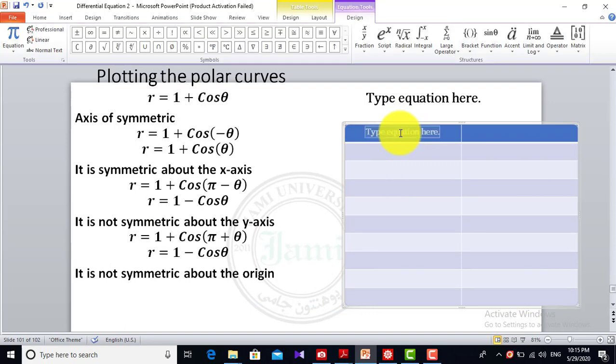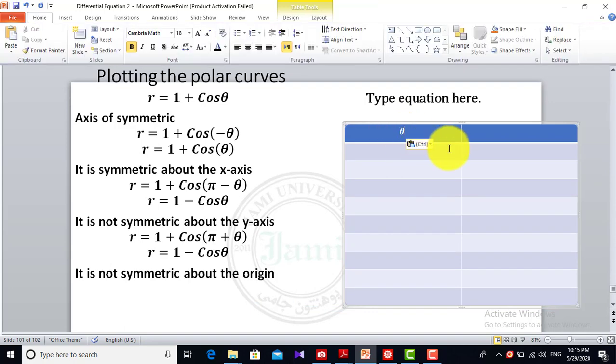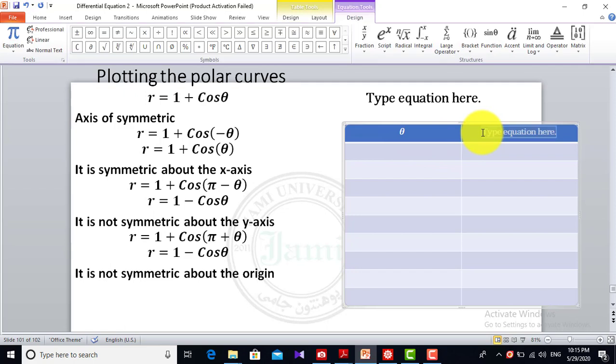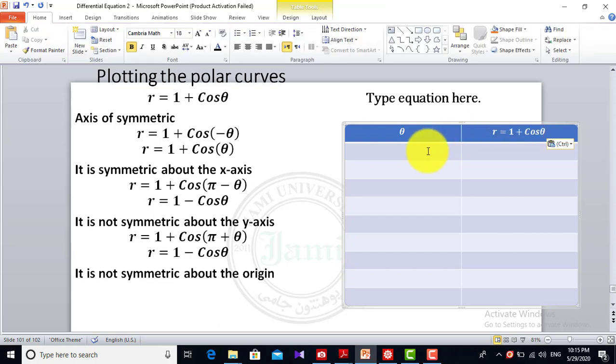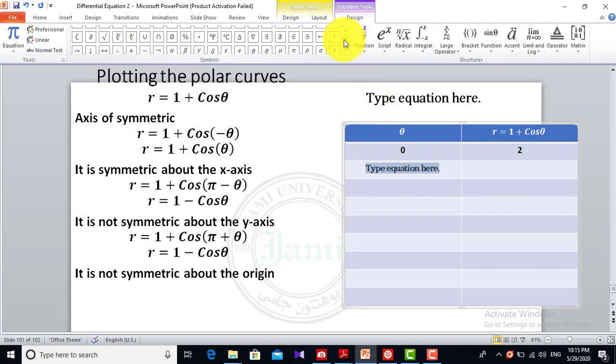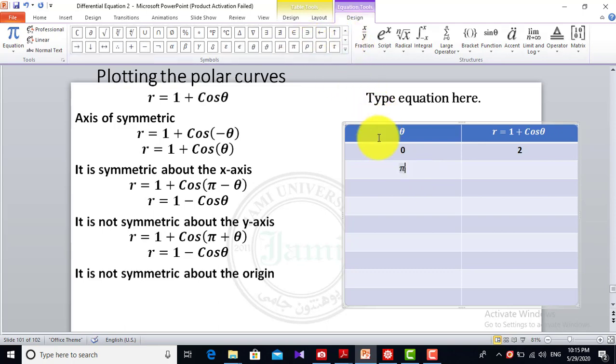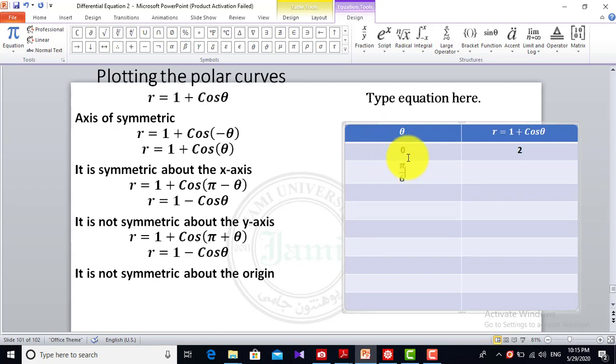So in this step I'm having theta, and here I have the value of r equals 1 plus cos theta. The first value I'm giving is 0. So what I will be getting, 1 plus cos 0. Cos 0 is nothing but 1. 1 plus 1 is how much? 2. The next step I will be giving, for example, pi by 6 or 30 degrees.